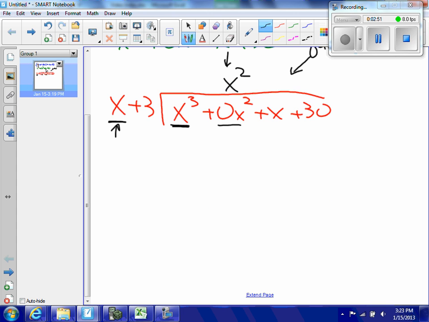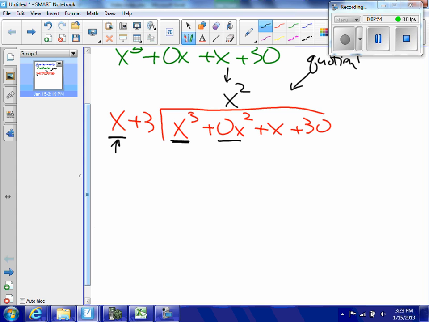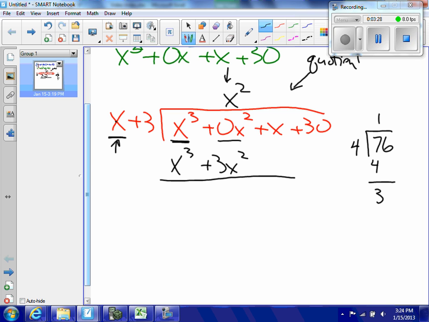So I multiply it by x squared: x squared times x is x cubed, and then x squared times 3 is plus 3x squared. I draw a line, and I'm going to now subtract, just like when I had 76 divided by 4. I would go, well, that goes one time. 1 times 4 is 4. 7 minus 4 is 3. That gives me 36, and that will give me 19. Bad number, bad choice because it doesn't have a fraction, but we'll come back to that later.